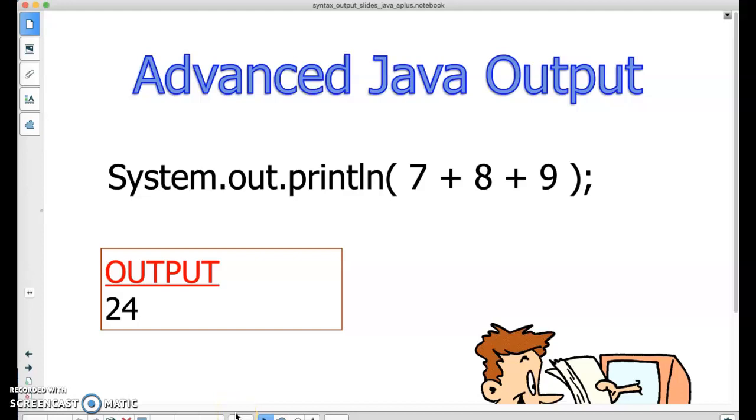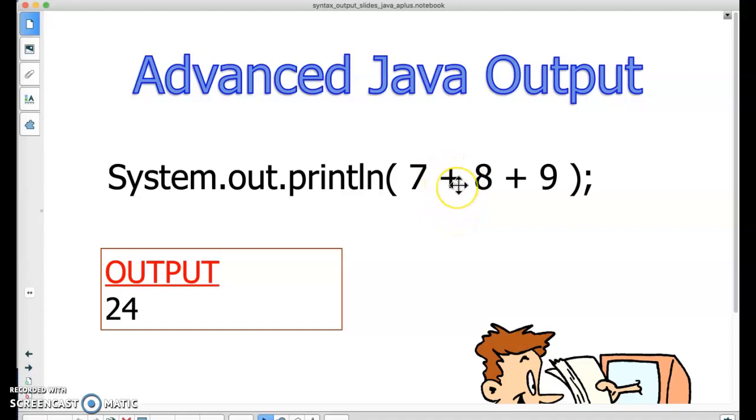All right, so today we are talking about some slightly more advanced Java output. What you have to see here in this particular case, you have 7 plus 8 plus 9, and the output for this one is going to be 24. Now, notice there are no quotes anywhere in this. That means there's no string. So when there is no string at all, the plus signs are used as plus signs, adding.